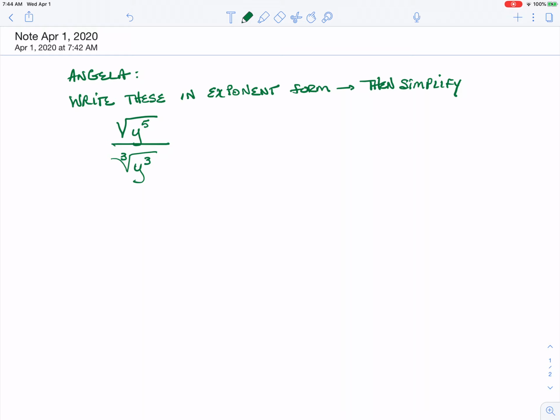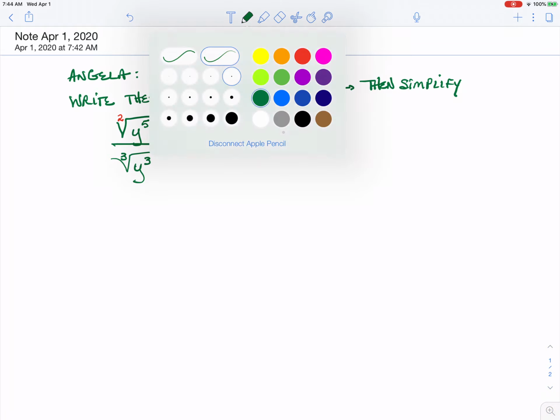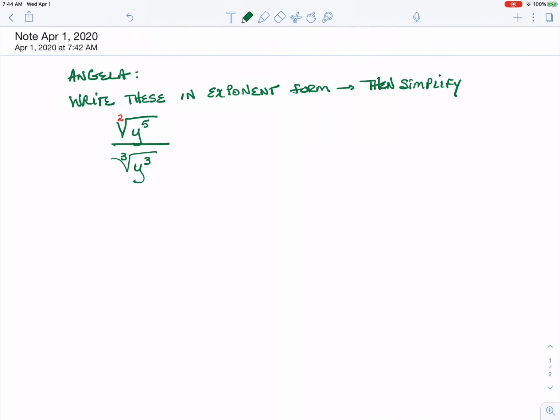So the first thing I would call your attention to is that in the little v part of the radical, there is no number written. You remember, when there is no number written here, it means that there is a 2. It is a square root. So even though you don't see that 2, it's important that you know that there is a 2 there for a square root. All right, so first I'm going to take it from radical form into exponent form.